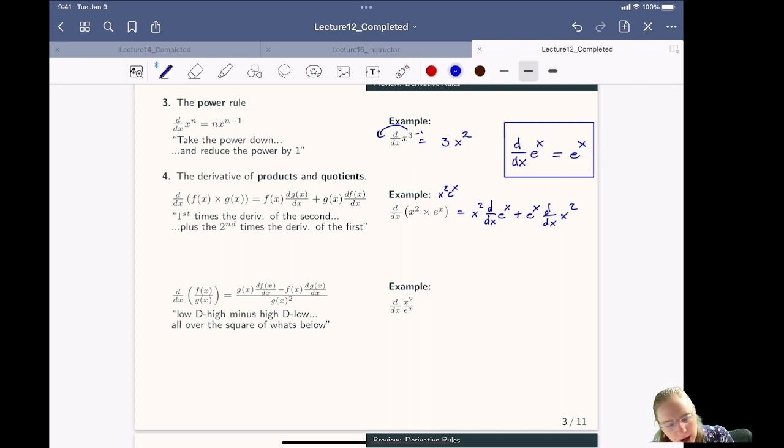And so we can actually apply that and the power rule that we just talked about to actually reduce this further. So we have x squared. Now we take the derivative of e to the x. It's just e to the x.